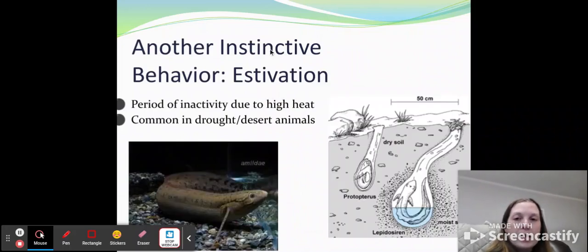Estivation is another instinctive behavior, and this is a period of inactivity due to high heats. So this is the opposite of hibernation in terms of why it happens. This is common in drought and desert animals. They will bury themselves into the ground in a cool spot or try to get to a water reservoir to estivate for a while.